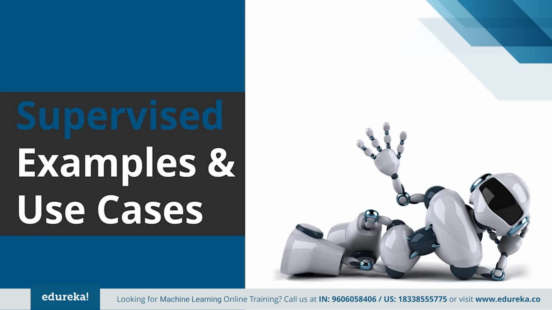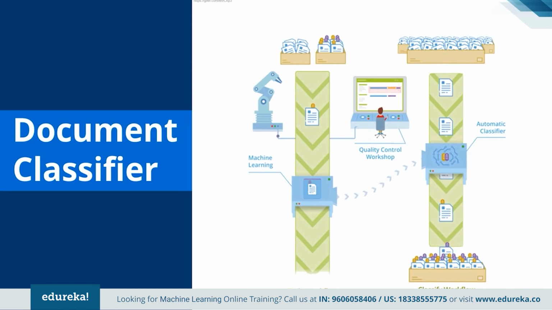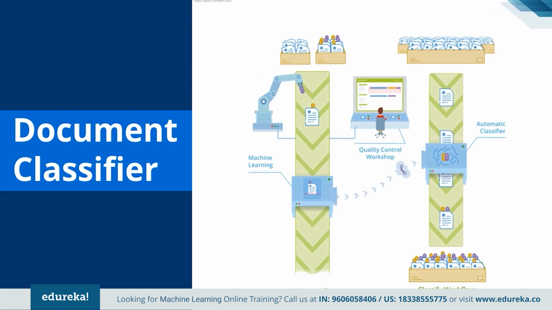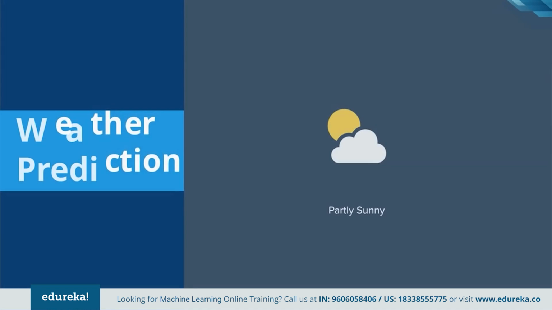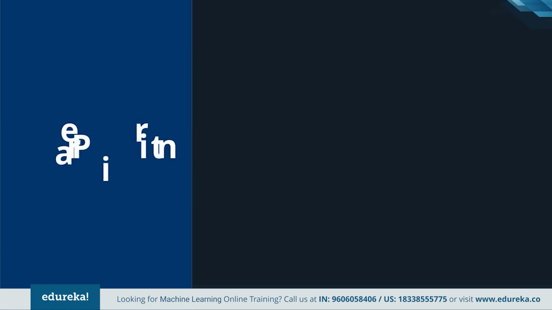Now let's see some of the popular use cases of supervised learning, starting with document classifier. The machine or the model is trained with a training dataset. Once trained, the machine can easily classify and sort the documents based on some criteria. Fine. Next is the weather app. Based on some prior knowledge, like when it is sunny, the temperature is higher, or when it is cloudy, the humidity is higher, and so on. So what the weather app is doing is, based on some prior knowledge, predicting the parameter for a given time.